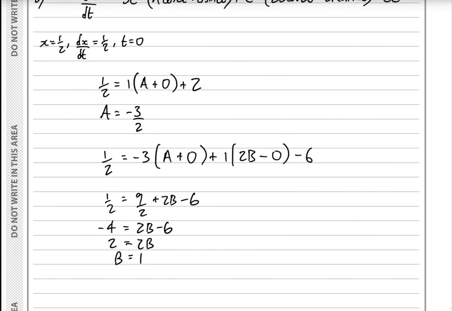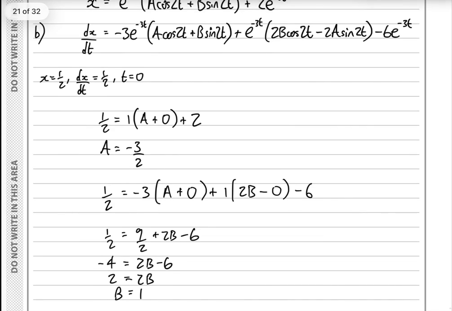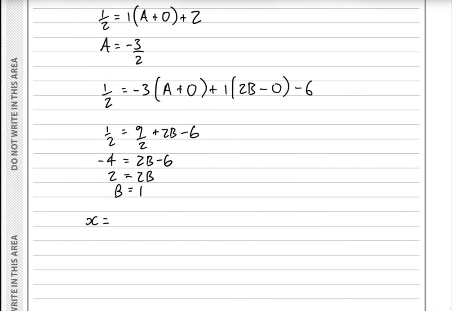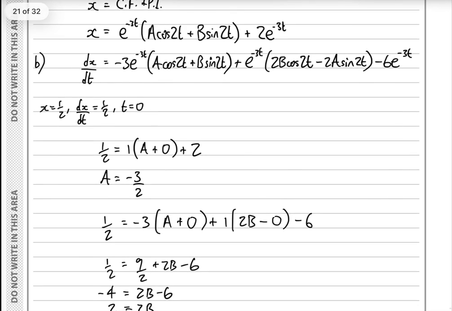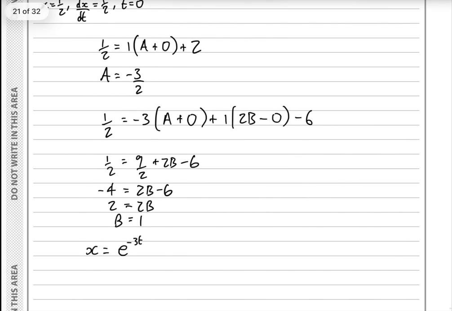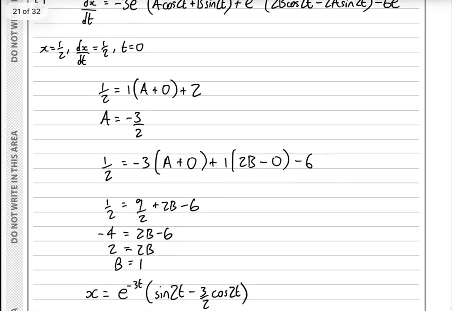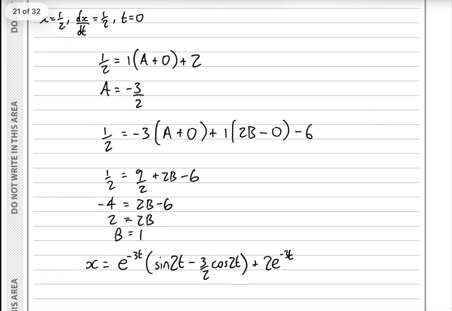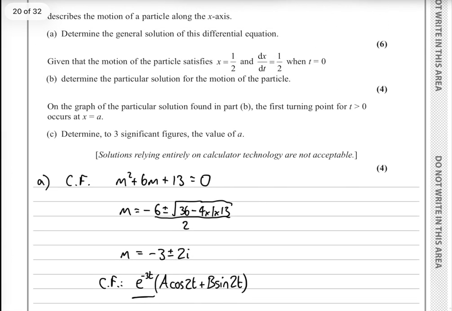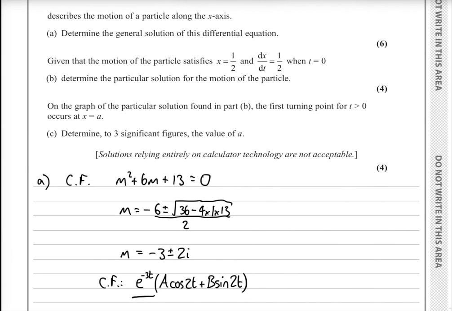A much nicer number. So the solution, x is equal to e to the minus 3t. I always like my positives first, so I'm going to write sine 2t minus 3 over 2 cosine 2t. And we still have the plus 2e to the minus 3t on the end. And there we go. That is our particular solution for the given boundary conditions.